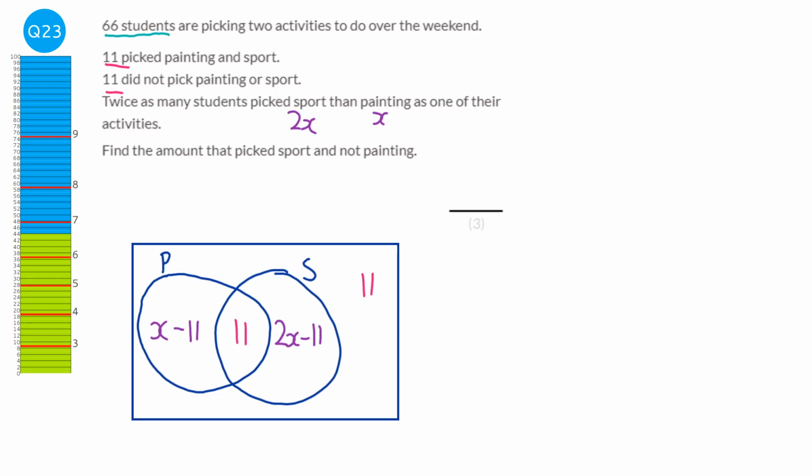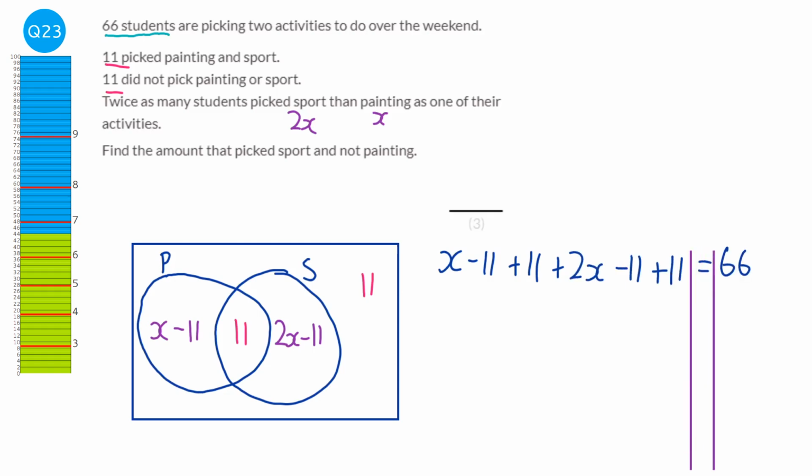So what we can do now is add up all of the parts of the Venn diagram and get it equal to 66. So X minus 11 plus 11 plus 2X minus 11 plus 11, and all of that will equal 66. This is going to be some solving, so we're just going to put our lines in. Now here we've got x plus 2x, which is 3x. And we've got minus 11 plus 11, minus 11 plus 11. Well, those just cancel out. So we're left with just the 3x equals, and then 66.